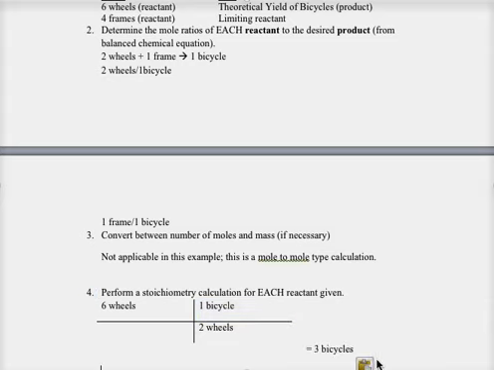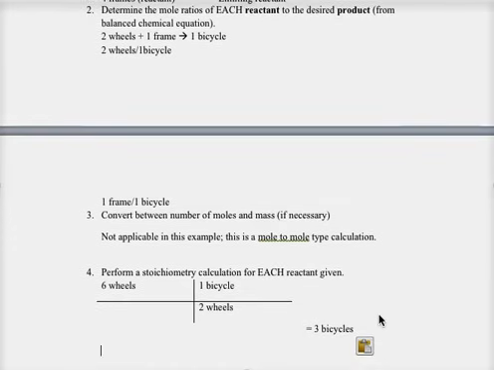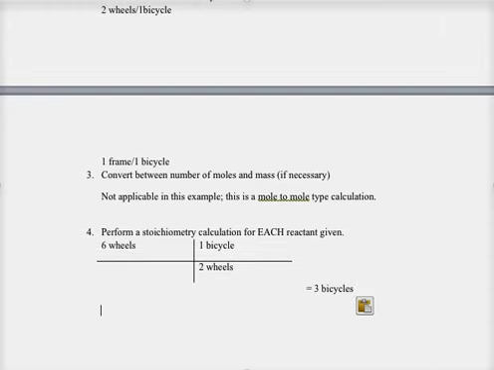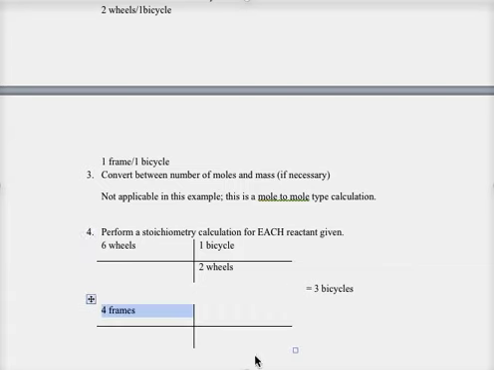3 bicycles. So in other words, I'm given enough wheels, 6, to produce 3 bicycles. Now let's look at how many bicycles I could produce given the amount of frames in this problem. So in this problem, I was given 4 frames, and it takes 1 frame to produce 1 bicycle.